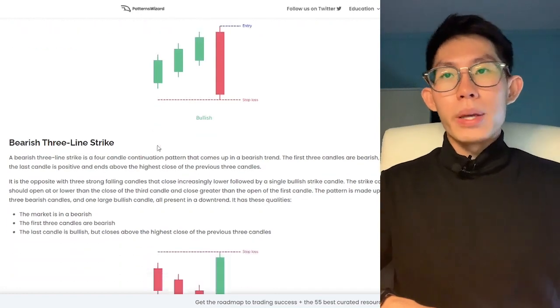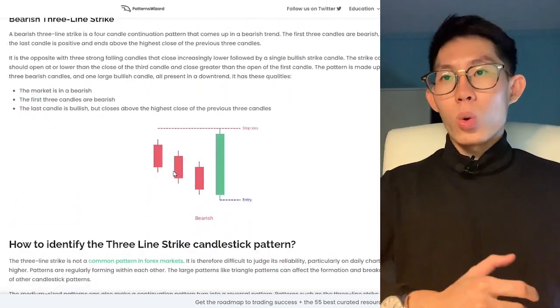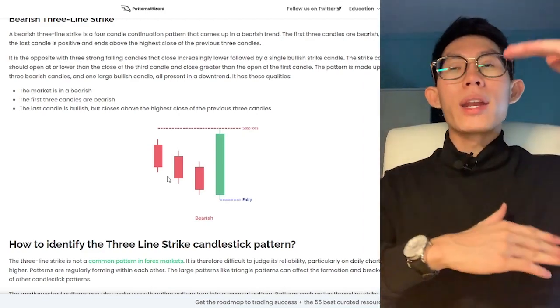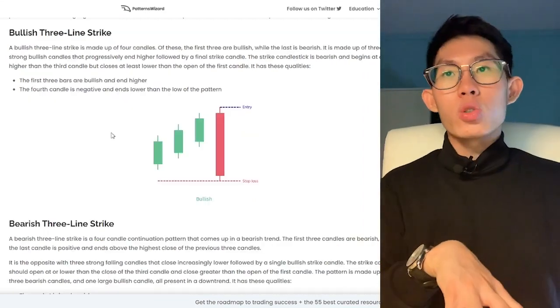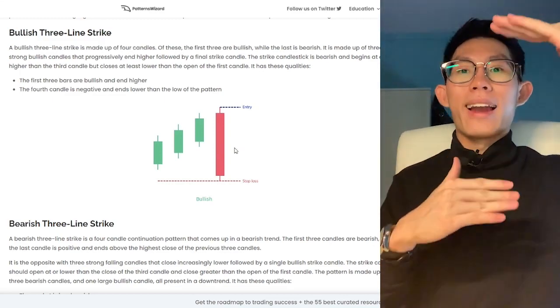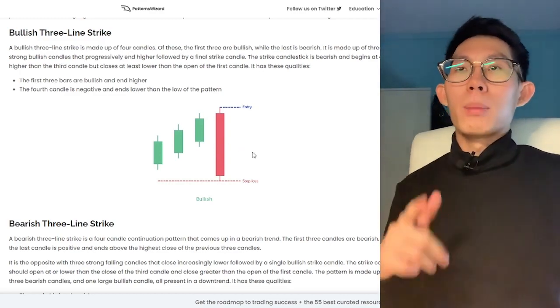So the opposite is basically 3 red candlesticks, each one closing lower than the previous candle, followed by a huge green engulfing candlestick. This 3-line strike candlestick pattern basically shows us that there is a lot of selling pressure in the market. Let me give you an example.